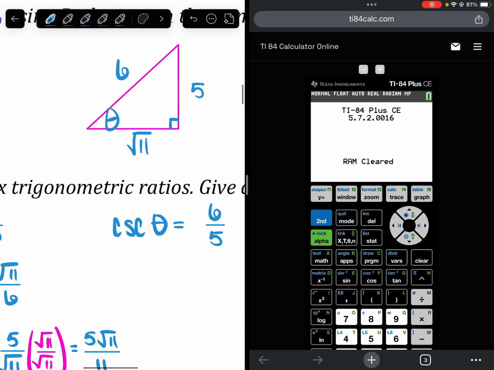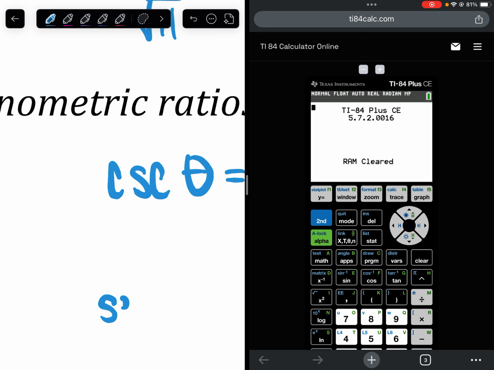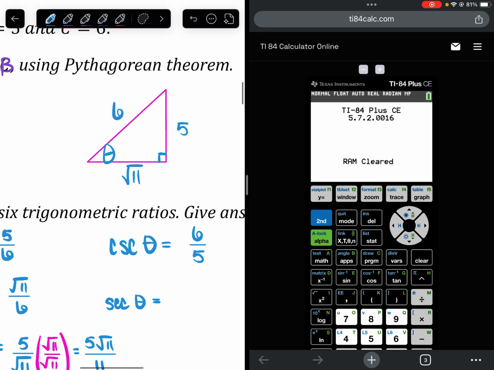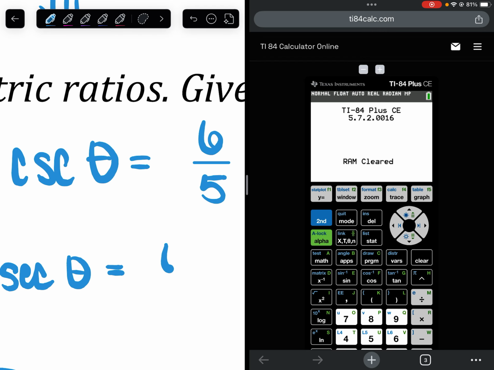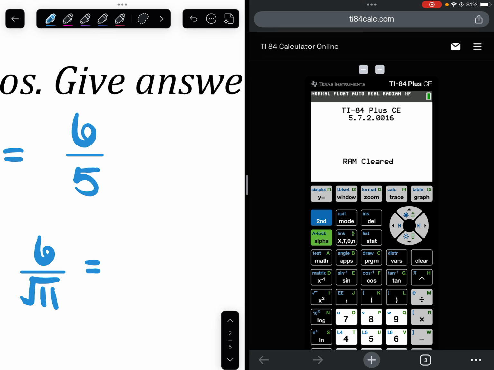Cosine's reciprocal is secant, S-E-C. Secant of theta is the hypotenuse over the adjacent leg. Let me scooch, trying to line them up. Secant of theta, hypotenuse 6 over the adjacent leg, square root 11. Again, rationalize it, so we should be able to go straight to that. Move it up, drop it on the bottom. So 6 square root 11 over 11.